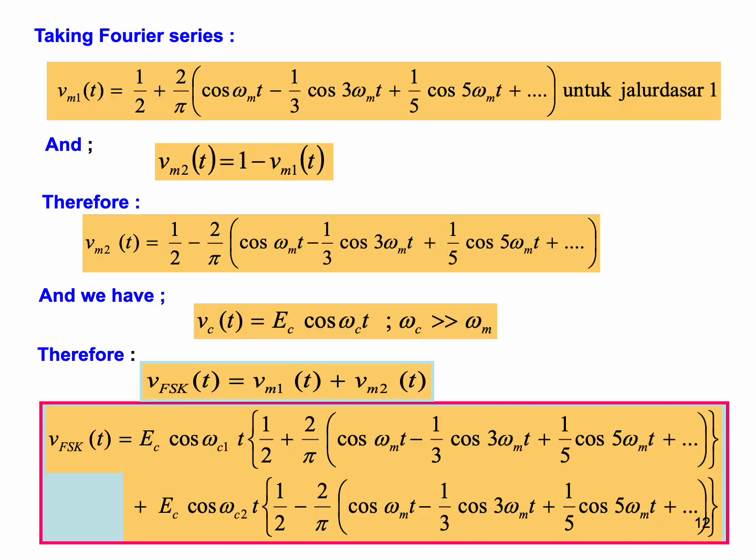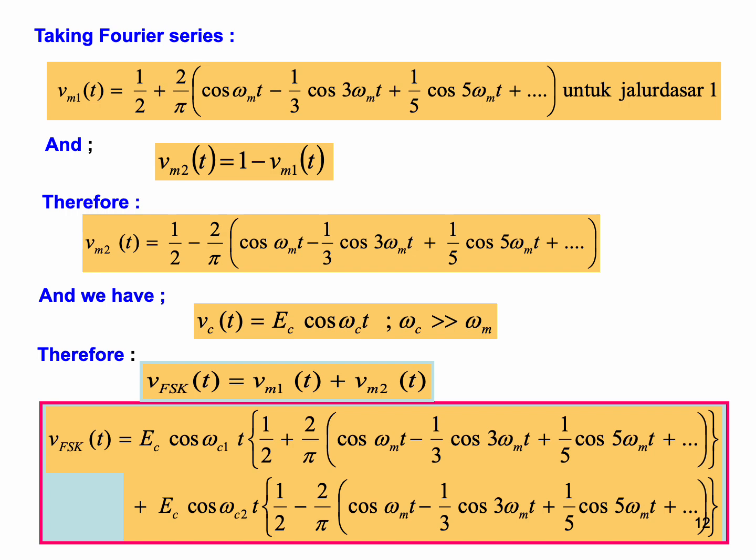Let's look at the mathematical foundation for FSK. The baseband modulating signals, VM1(t) and VM2(t), are complementary, meaning one is the inverse of the other. Each can be represented by a Fourier series.